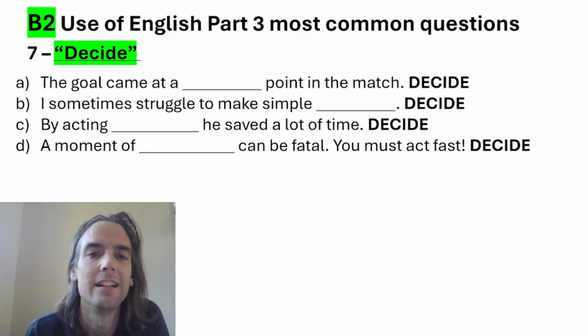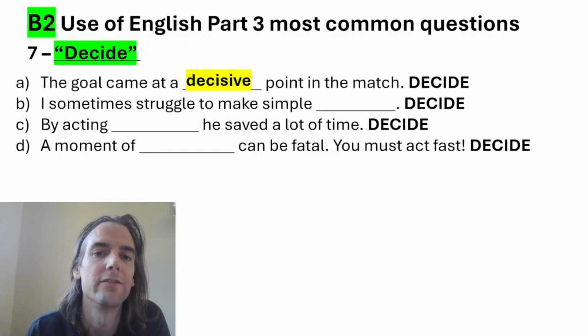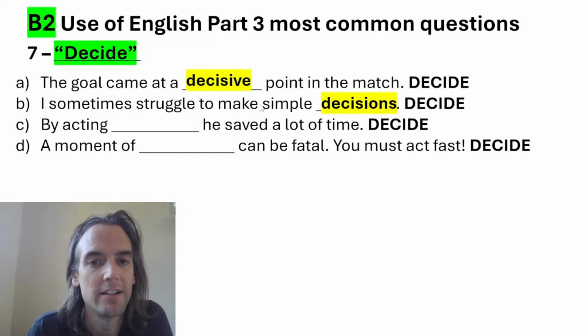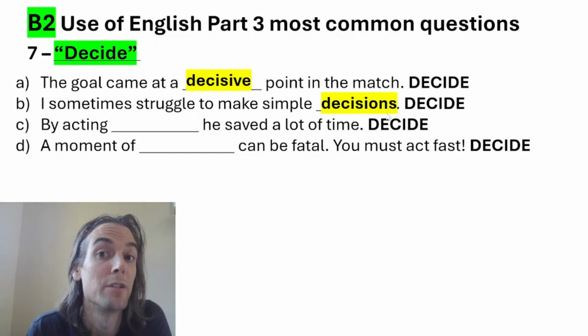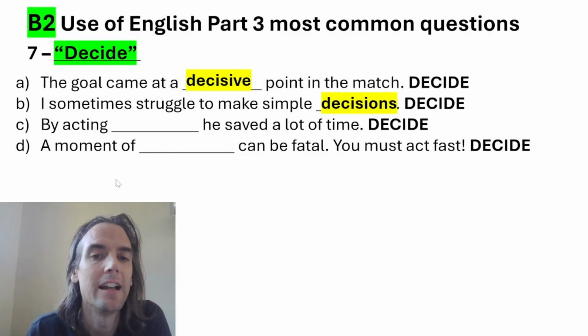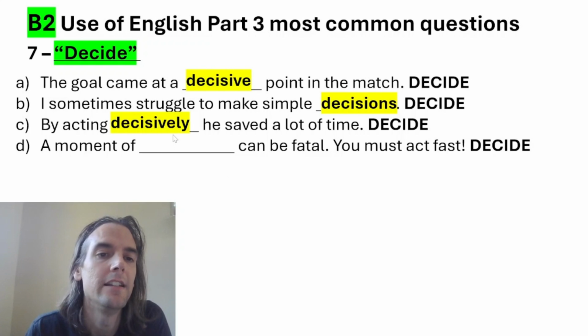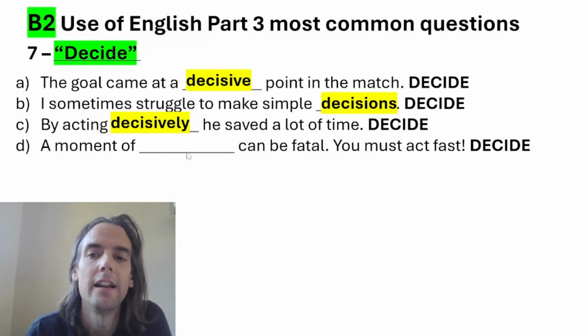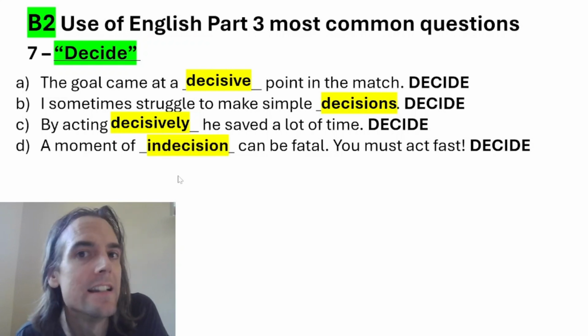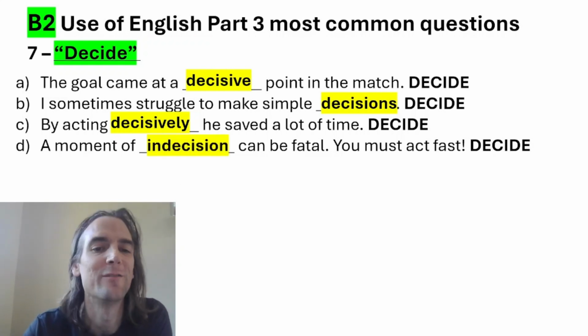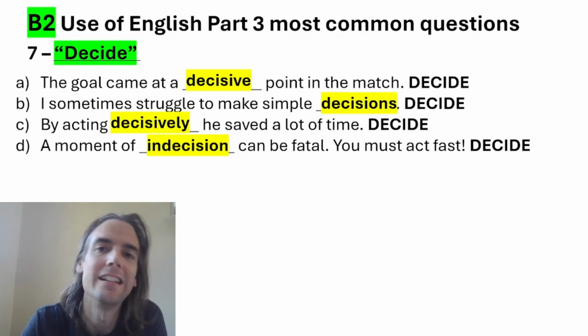A, we need an adjective. It is decisive, meaning important, crucial. Obviously, B is decisions. It must be plural because it doesn't say a, so it must be plural. Another common trick for part 3 there. C, we need an adverb, don't we? Decisively, he acted decisively. And here you must act fast, so a moment of indecision can be fatal. From decide, we can go to decision, indecision.